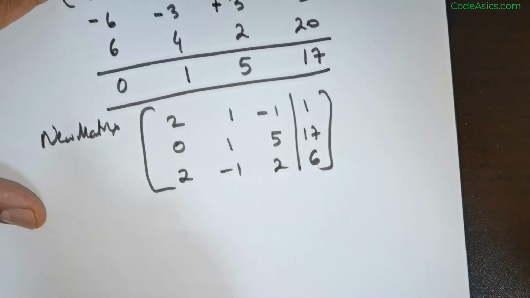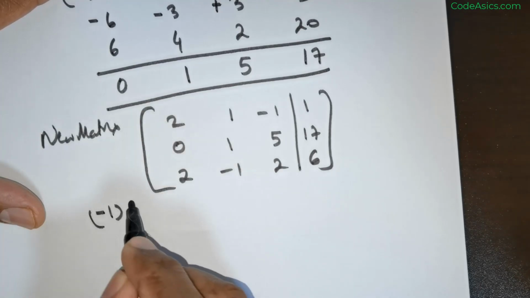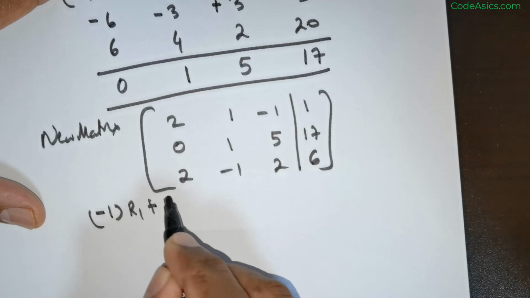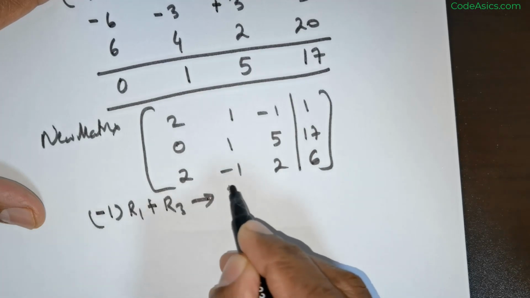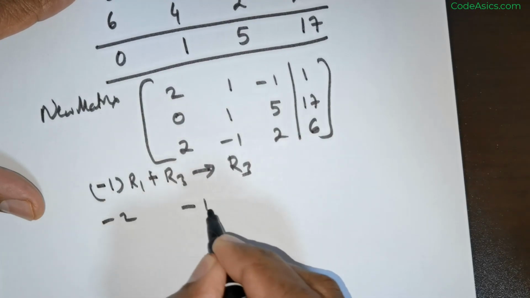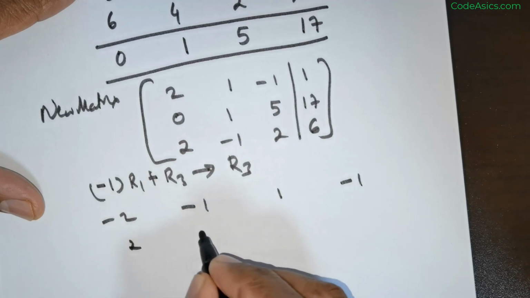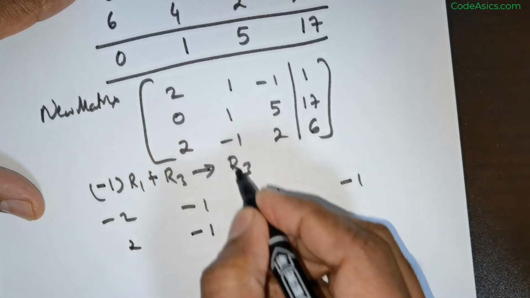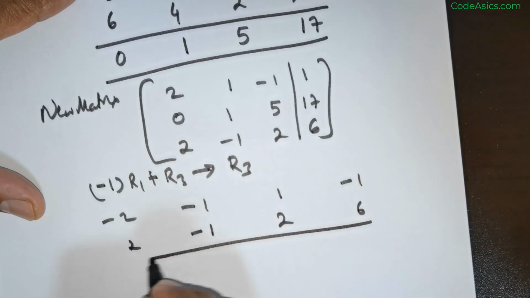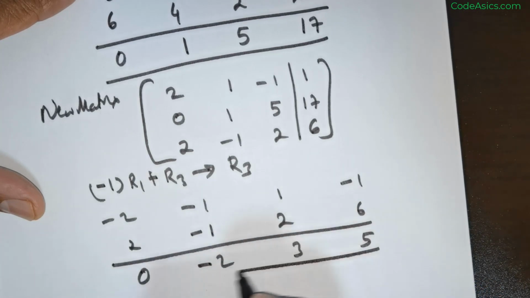Okay, so now what I wish to do is multiply row 1 by negative 1 and add it with row 3. That is going to give me my new row 3. So let me do that. Negative 2, negative 1, positive 1, negative 1. Row 3 is 2, negative 1 and 2 and 6. So we add both the things, and I get 0, negative 2, 3 and 5.